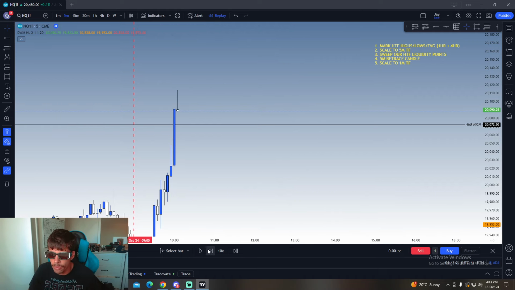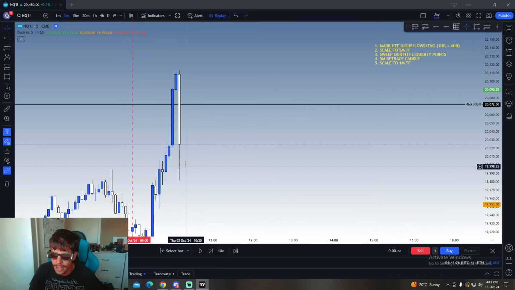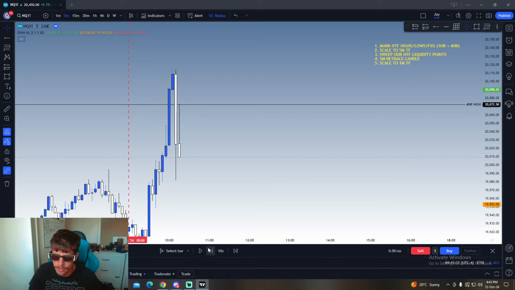And now we want to see a retrace. Holy shit. Okay. We've actually broken 5 minute structure because we inverse this fair value gap. But that's the old strategy, so completely disregard. Okay, bang. Bullish, which is our 5 minute retracement candle. So now we scale to the 1 minute.